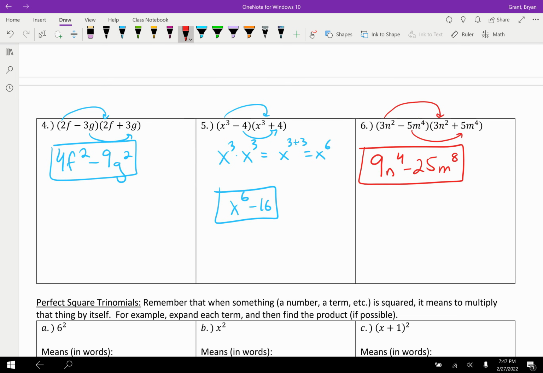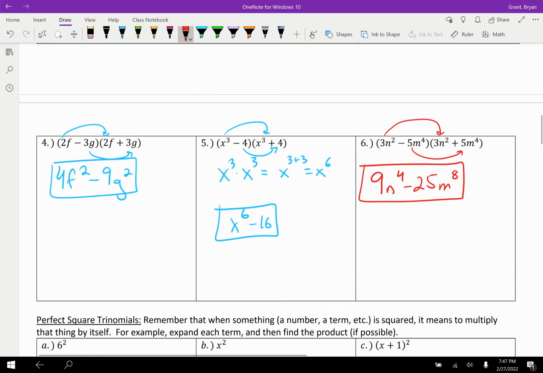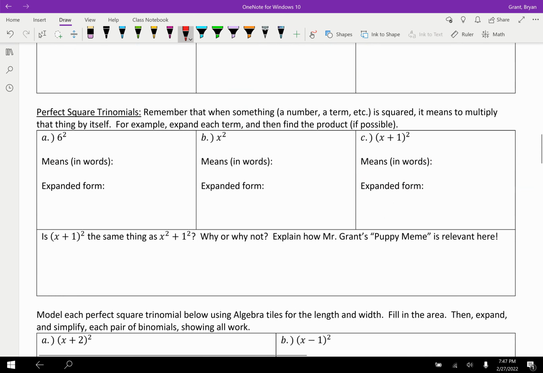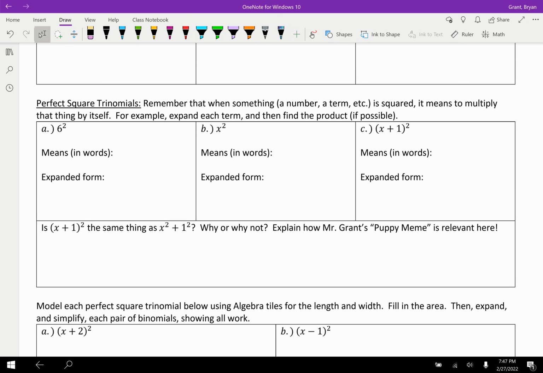Okay, so from here we come to the end of our first pattern that we're looking at this evening, or this afternoon, or this morning, whenever you're watching this. The second pattern, and actually our last pattern, is very much related to this difference of squares. Our last pattern is going to be called a perfect square trinomial. So the first thing we need to remember is that when anything is squared, it means to multiply that thing by itself.